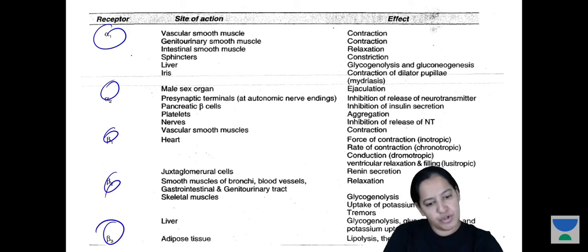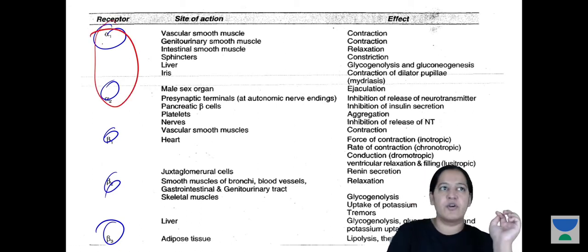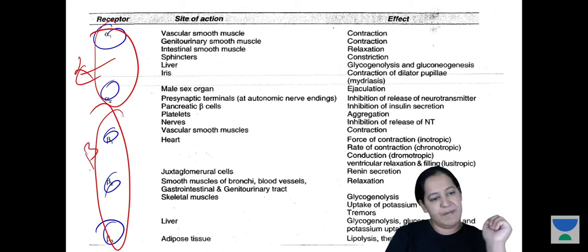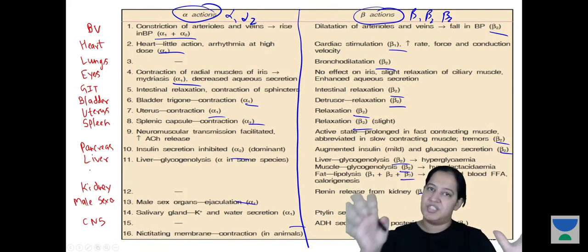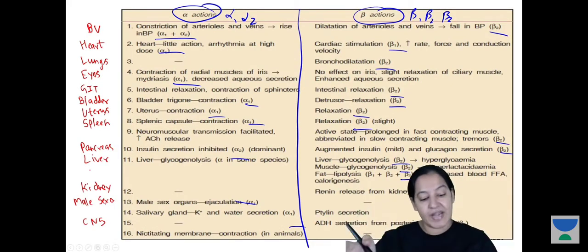And you should know the combination table also. Combine alpha 1 and alpha 2 into one alpha. Combine beta 1, beta 2, and beta 3 into one beta. And make this the master table. This is the master table for the next 4 chapters.